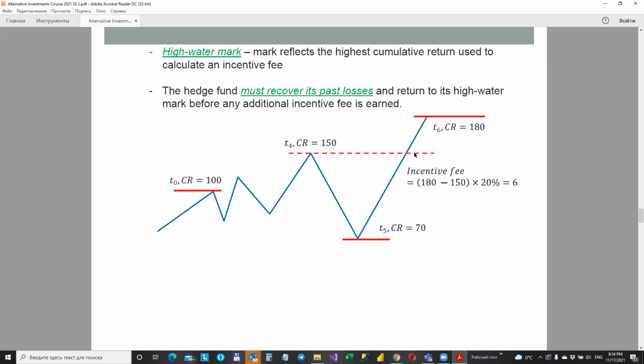We receive an incentive fee only on this portion of our increase in cumulative return, because we shouldn't receive the incentive fee a second time for this portion. It is only a recovery from previous losses. So we'll receive an incentive fee only for the 180 minus 150 at 20%, which is $6 million.